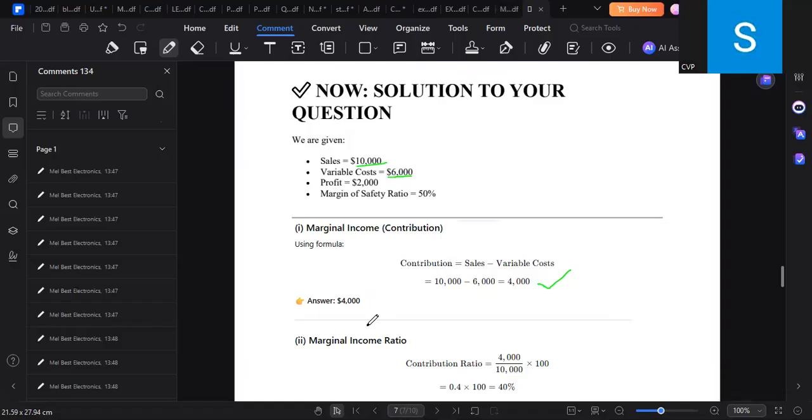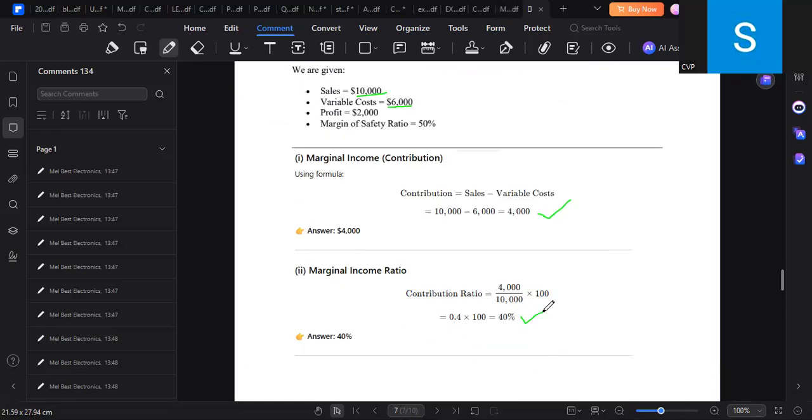All right. What is our contribution ratio? It's also called the marginal income ratio. Contribution ratio is equal to contribution over sales. So 4,000 over 10,000 times 100. So we get 40%.